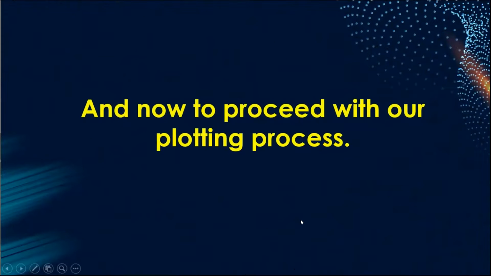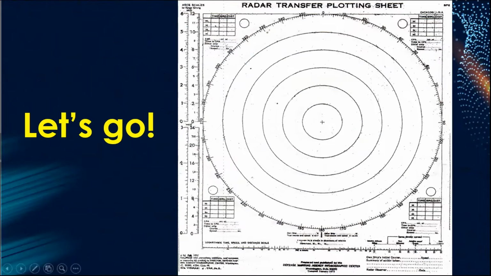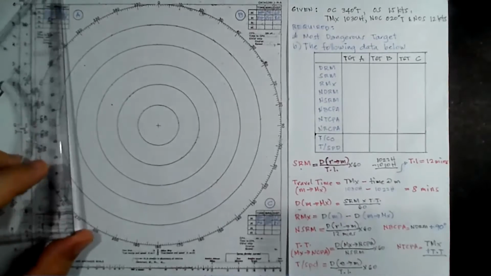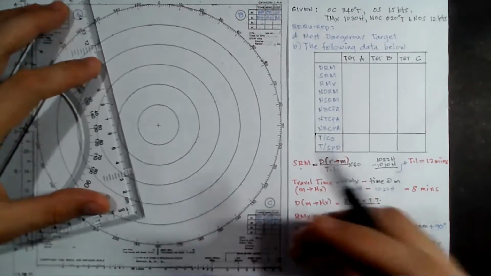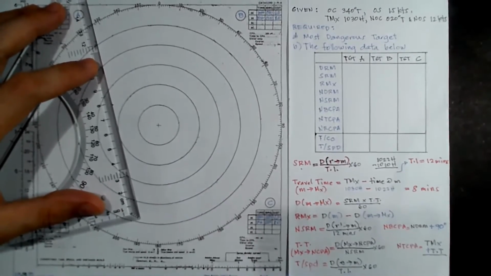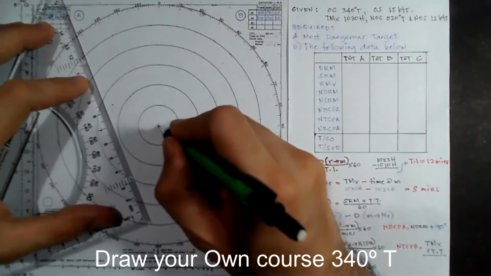And now to proceed with our plotting process. Let's go. First up will be your course. Your course set to 340 degrees true.